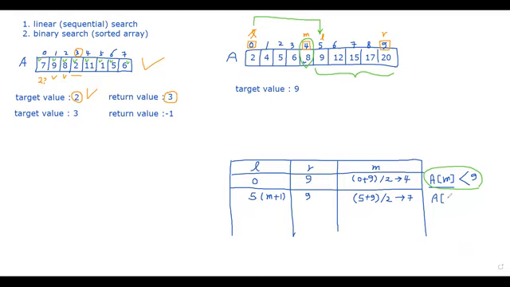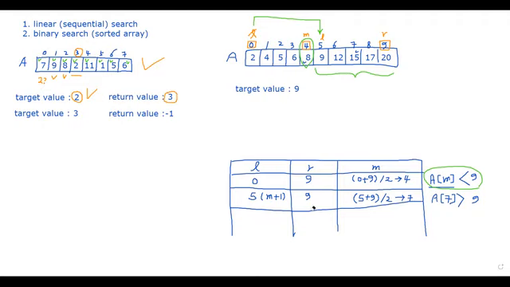Compare A7, because M is 7. Let me write down 7 here. And the target value is 9. This time, A7 is 15, right? Now, 15 is greater than 9, right? Then what should we do next? Move right, yes. Update right with middle minus 1.